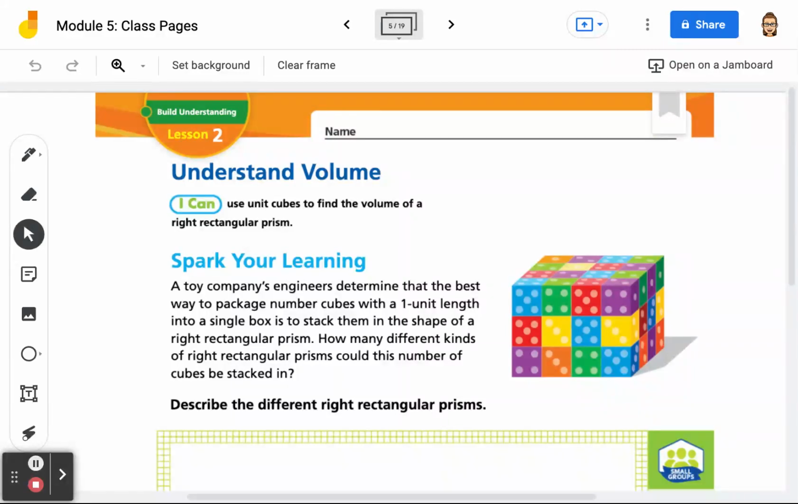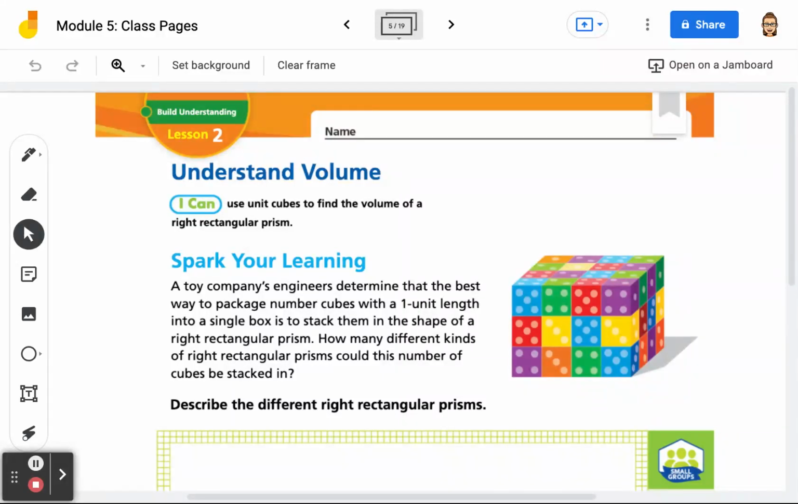It says, a toy company's engineers determined that the best way to pack number cubes with 1 unit length into a single box is to stack them in the shape of a right rectangular prism. How many different kinds of right rectangular prisms could this number of cubes be stacked in?